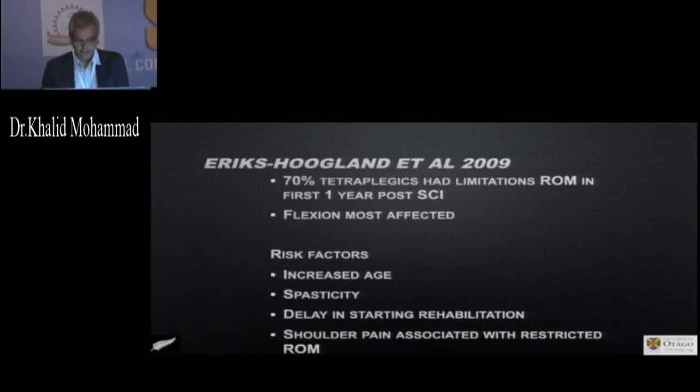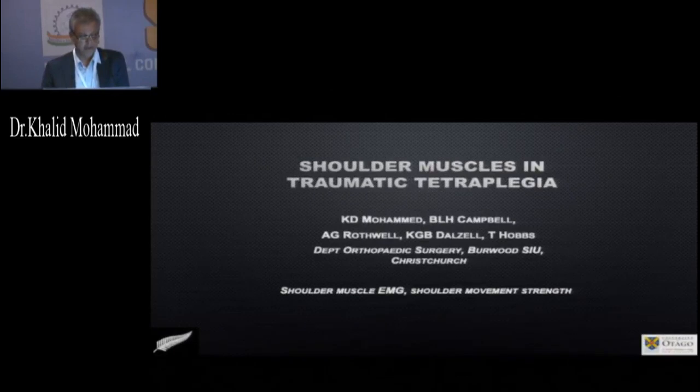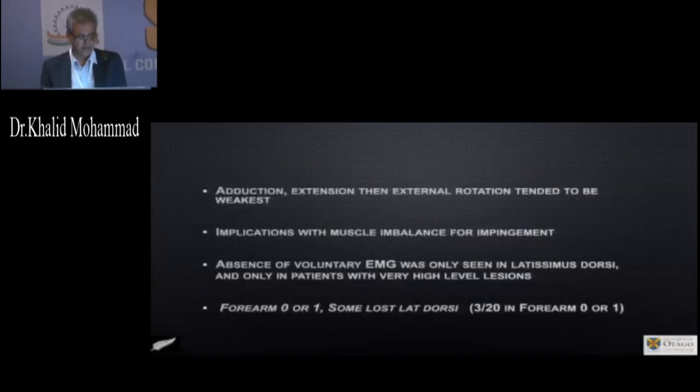So basically the risk factors for shoulder pain: increased age, spasticity, delay in starting rehabilitation, and decreased range of motion. So in your acute spinal injuries ward, it's important to really advocate for your patients to have early range of motion of their shoulder. So let's have a think about the shoulder in tetraplegia and what muscles are available, and we've done a little study looking at this.